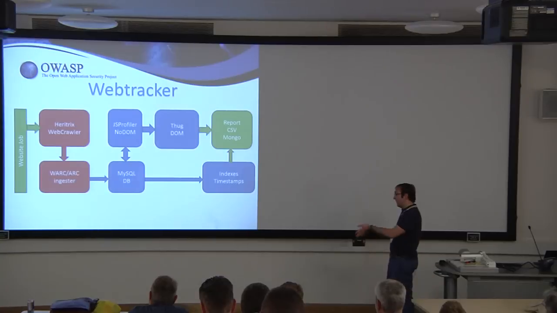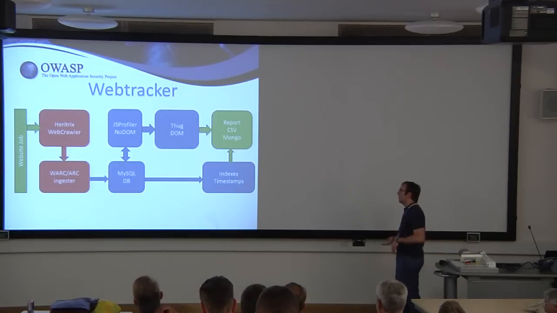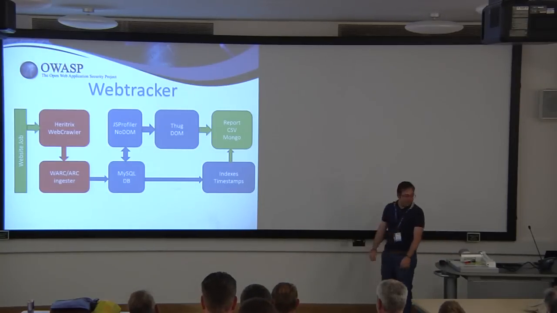After these three steps, I produce a report. Unfortunately, nothing really visual at the moment, just very basic CSV files that you can open. I also store everything in MongoDB because it's flexible. It's schemaless, so you can add new attributes as you do your crawling. If you have new features to put in your database, you can easily add them.